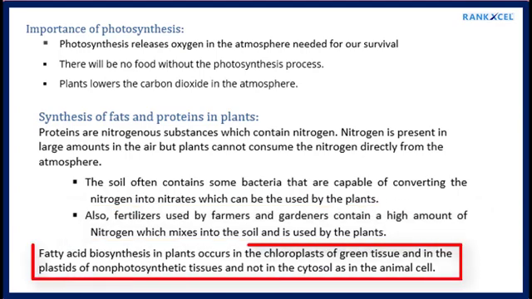Fatty acid biosynthesis in plants occurs in the chloroplasts of green tissue and in the plastids of non-photosynthetic tissues, and not in the cytosol as in the animal cell.